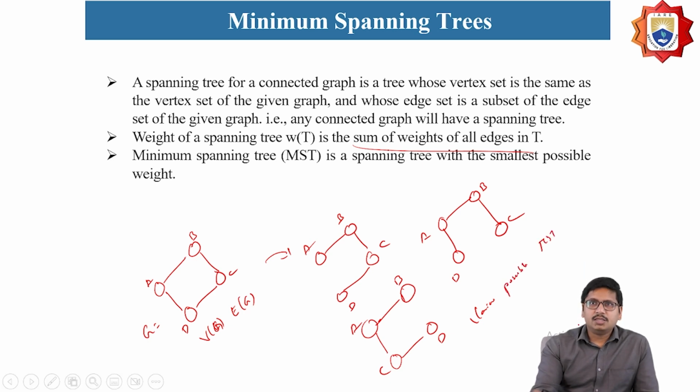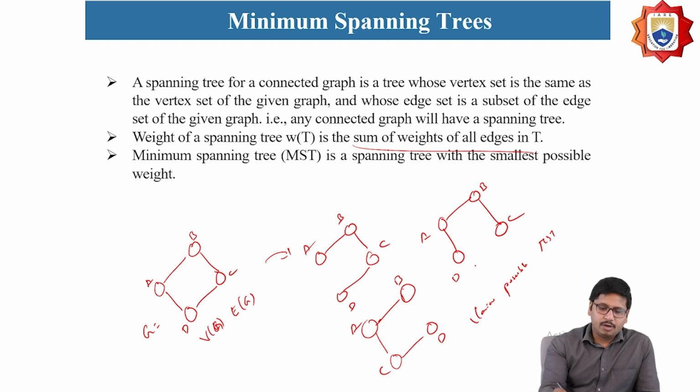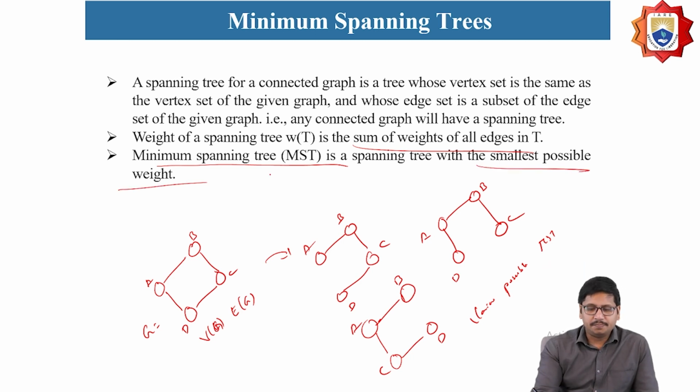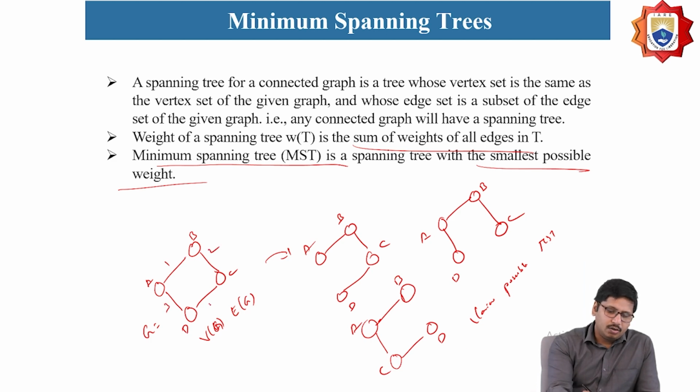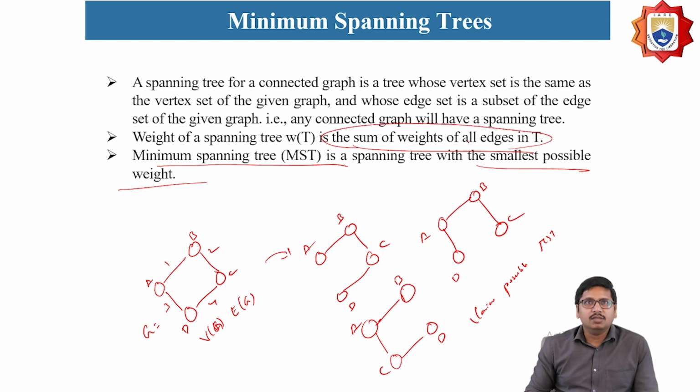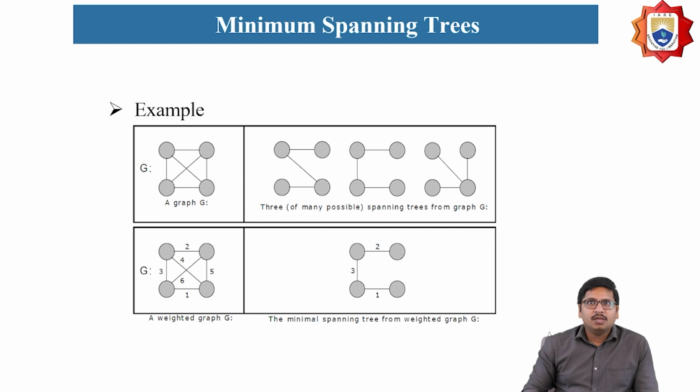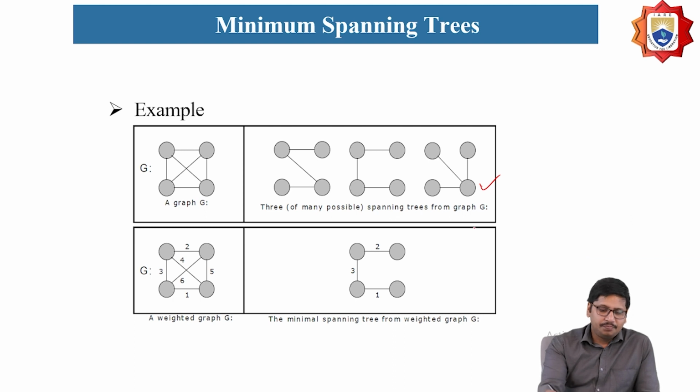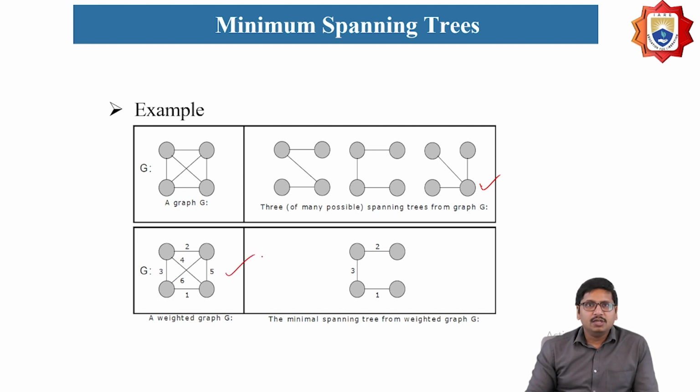But the best way to obtain the minimum spanning tree is to find the spanning tree with the smallest possible weight. And how can I find the weight of a spanning tree? It is nothing but the sum of the weights of all edges in the tree. Suppose this is the graph we are going to have. In this graph there are many possible spanning trees from the given graph. And if I have a weighted graph, then how can I construct the minimum weight spanning tree here?